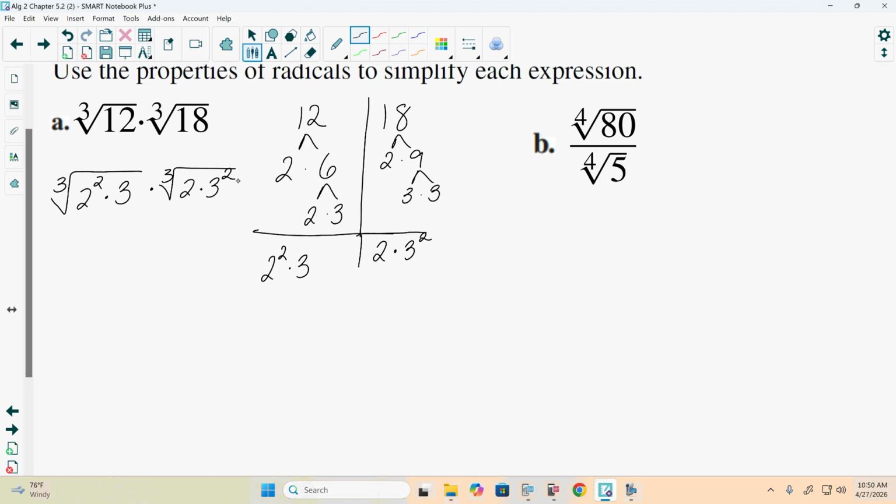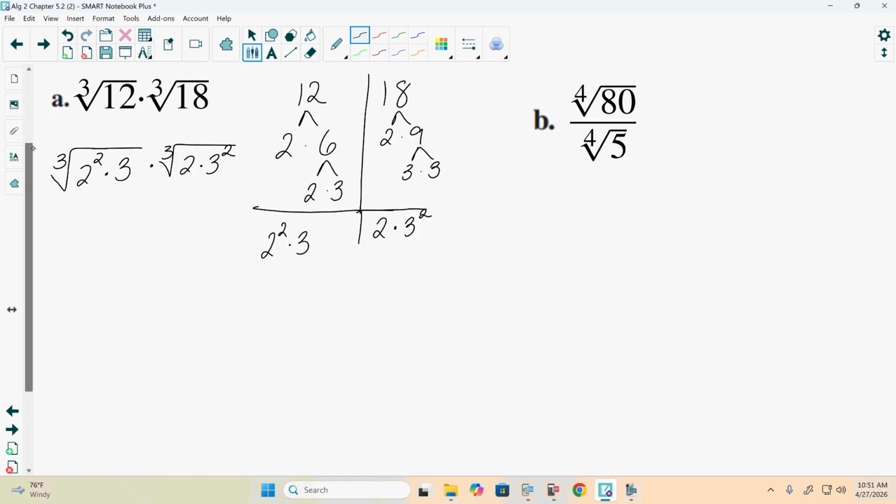Now, we can also see why we can't take the cubed root of 18, because it's the same as the cubed root of 2 times 3 squared. I only have 1 factor of 2. I only have 2 factors of 3. For us to be able to take a cubed root, we need 3. Groups of 3.